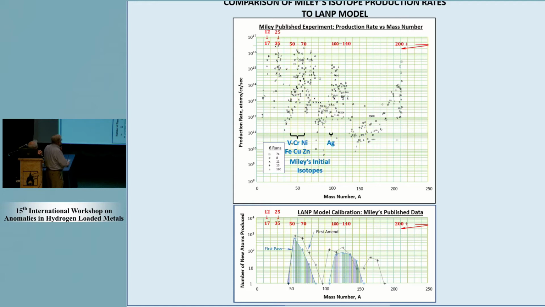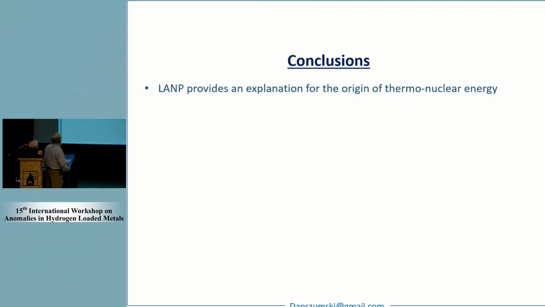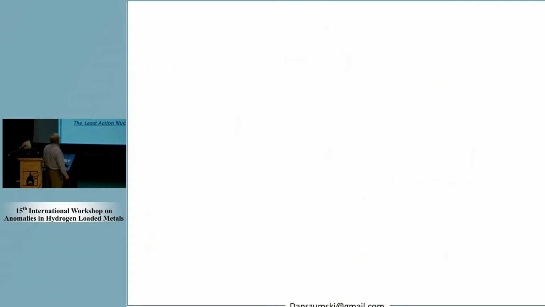What about going in the other direction? 50 to 70 goes down to 25 to 35. See where the peak is? And here's the 12 to 17 peak right through here. So the model is not only telling us something about the production of isotopes and the heat energy coming out, but it's explaining unusual performance of things like this. And I think what I'm going to do is go to the end of the conclusions and just leave them here.